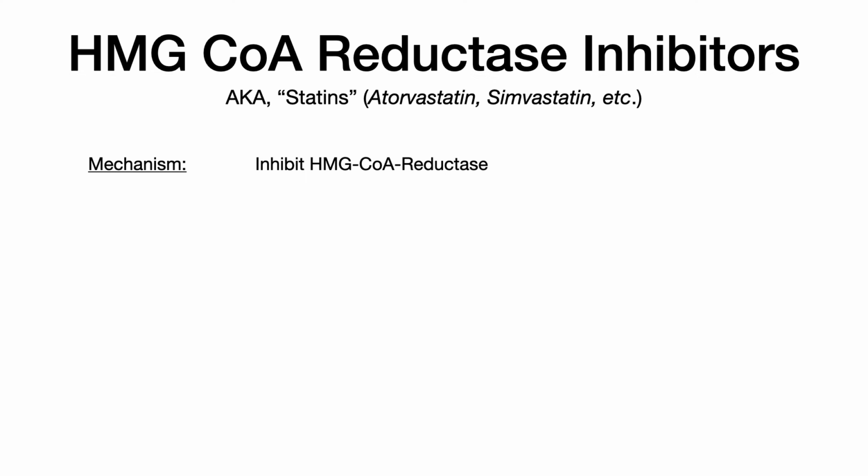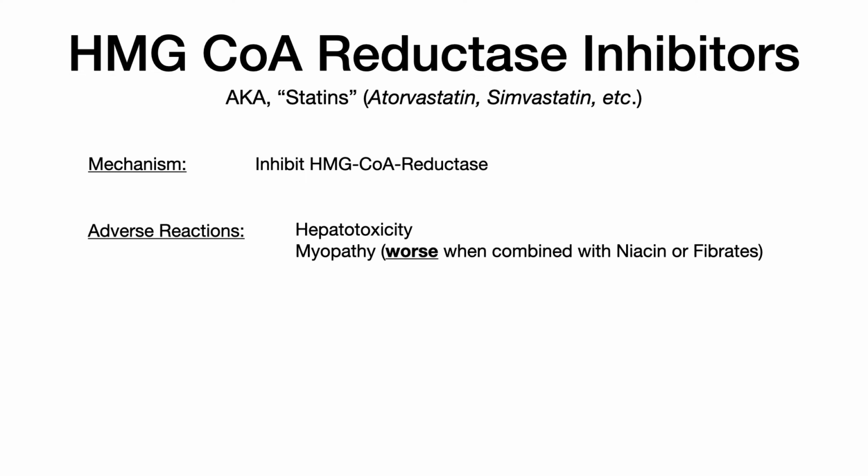Adverse reactions of the HMG-CoA reductase inhibitors include hepatotoxicity and myopathy, which I would be remiss if I didn't note that myopathy is worse when you combine a statin with either niacin or fibrates. And that point, for whatever reason, shows up on tests quite often. So know that you can get myopathy, but know that myopathy can be particularly severe if you're giving somebody a combined statin plus niacin or statin plus fibrates.